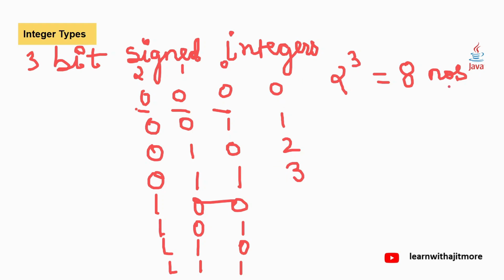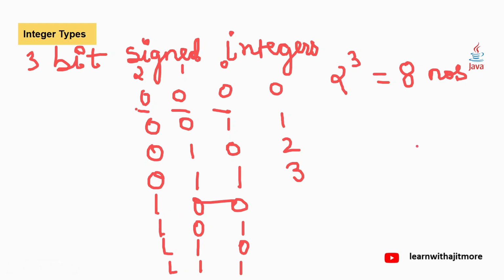So in these 8 numbers, 4 are positive. That is 0, 1, 2, 3. Now for the remaining 4, you can see the sign bit is 1, guys. It means from here, it will start treating all the numbers as negative. Why? Because it is a signed integer. As it is a signed integer, its capacity will have half positive, half negative. So from where the sign bit starts coming 1, from there it will start treating numbers as negative.